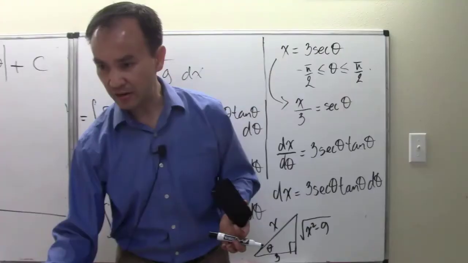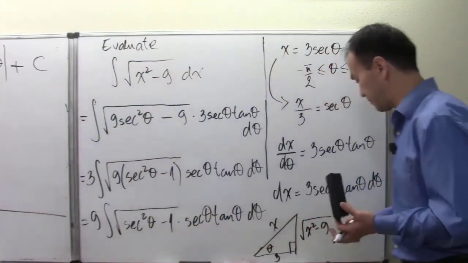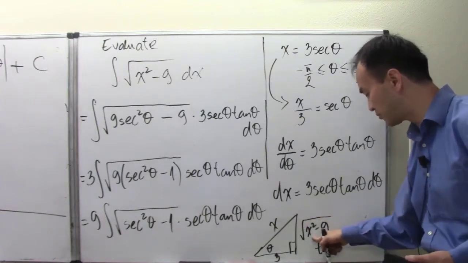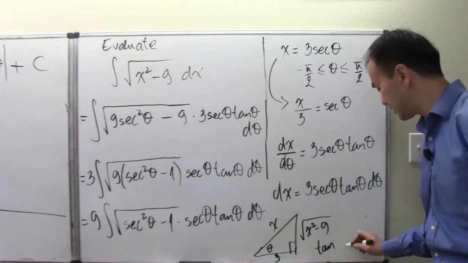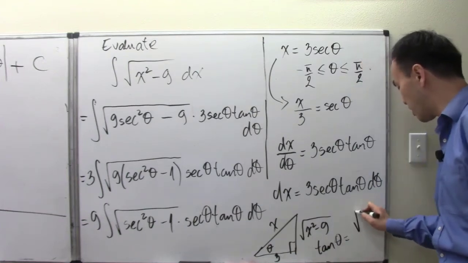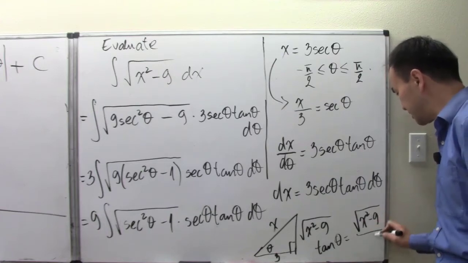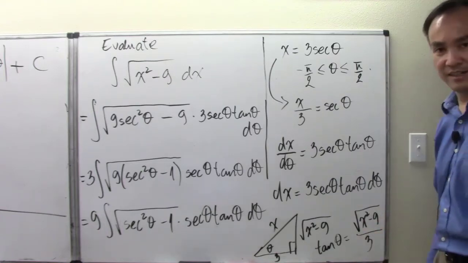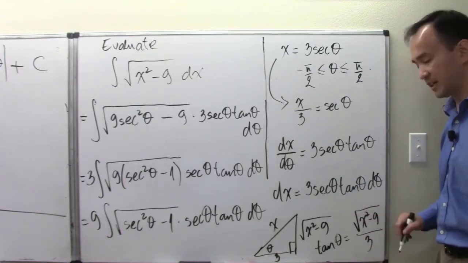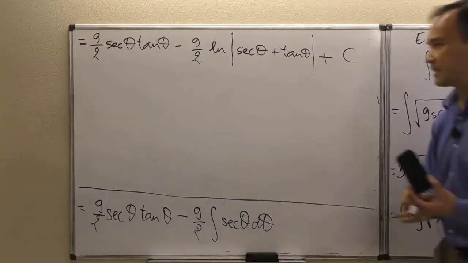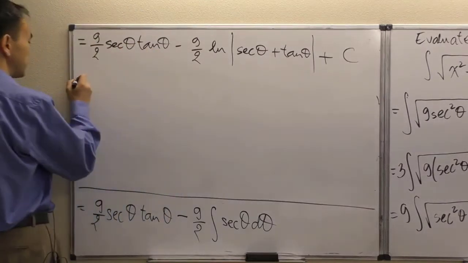That's why we need to express our secant on a triangle. So now that means tangent is opposite over adjacent. So tangent theta is the same as square root of x squared minus 9 divided by 3 right there. Okay, so now with this understanding in mind, I'm ready to get back to my other board and start substituting things in.